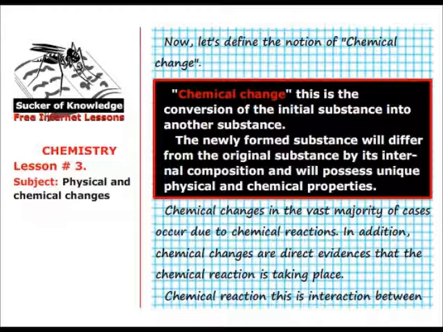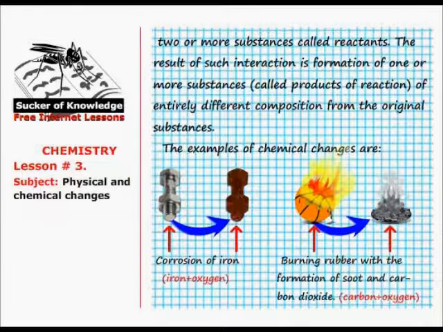In addition, chemical changes are direct evidence that a chemical reaction is taking place. Chemical reaction is the interaction between two or more substances called reactants. The result of such interaction is the formation of one or more substances of entirely different composition from the original substances. These substances are called reaction products. Examples of chemical changes are the corrosion of iron, and burning rubber with the formation of soot and carbon dioxide.